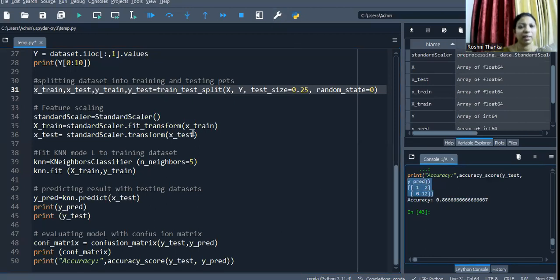So hope you got how the KNN algorithm works, and also these implementations.